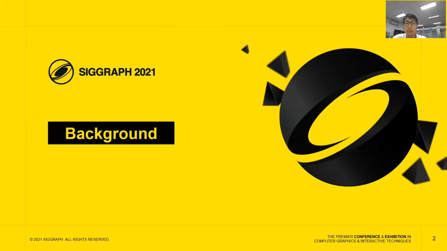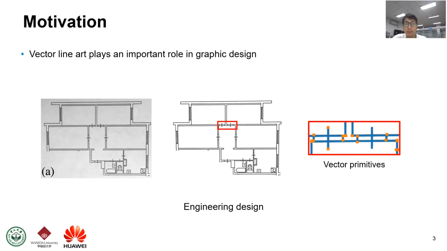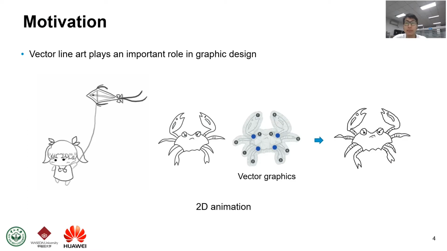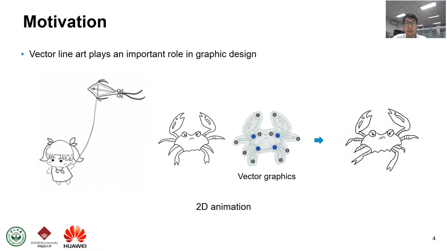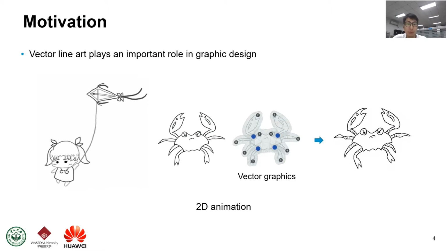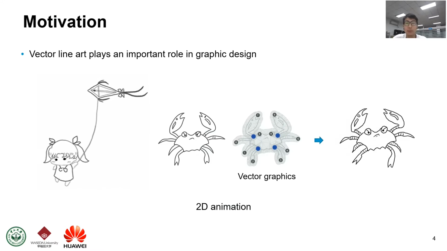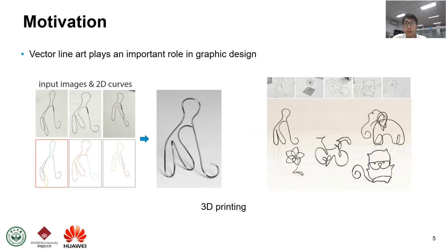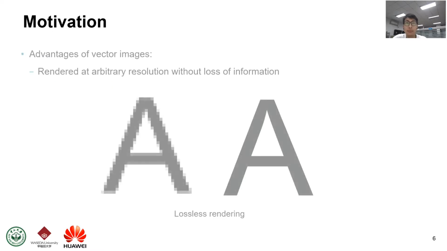First, I will talk about the background. Vector line art plays an important role in graphic design. For example, in engineering design, the architectural floor plans should be cleaned up and stored with vector primitives for further design. In the field of 2D animation, the input line drawing is required to be represented as vector graphics. Vector line arts also aid in 3D printing. They serve as additional inputs.